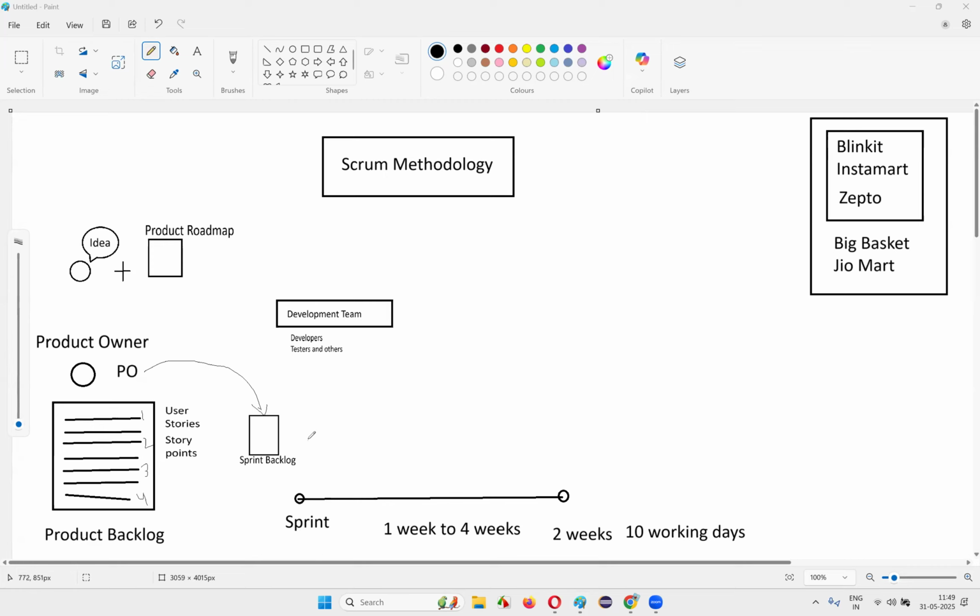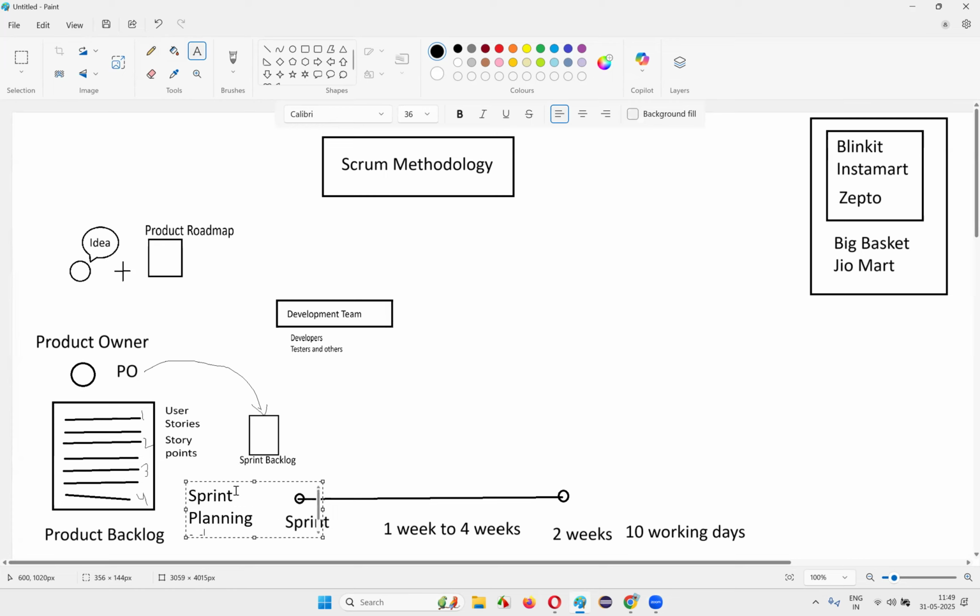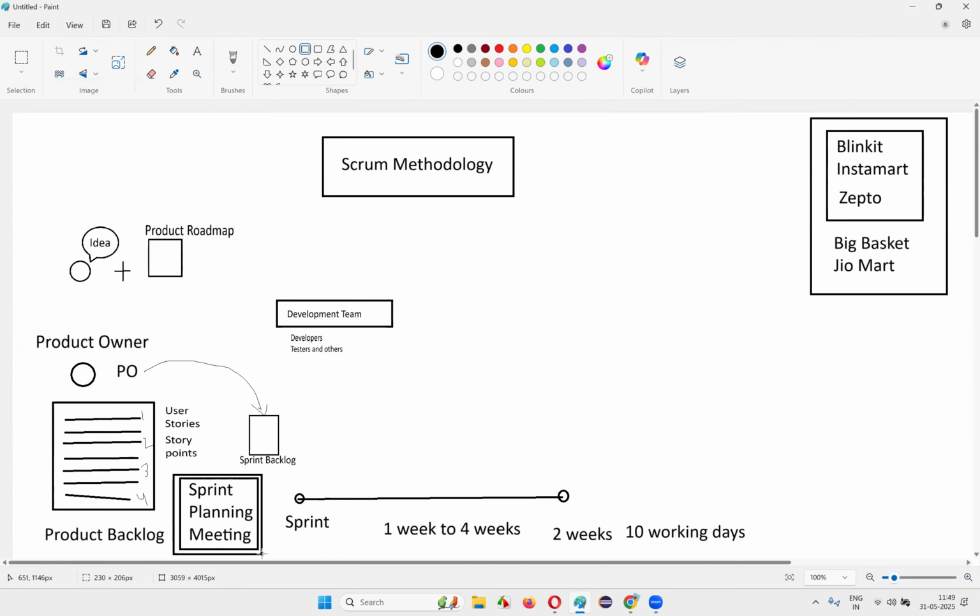There will be one meeting known as the sprint planning meeting. Everyone type in the chat box: sprint planning meeting. A lot of terminologies you will get. Just keep typing in the chat box. The sprint planning meeting will happen here.